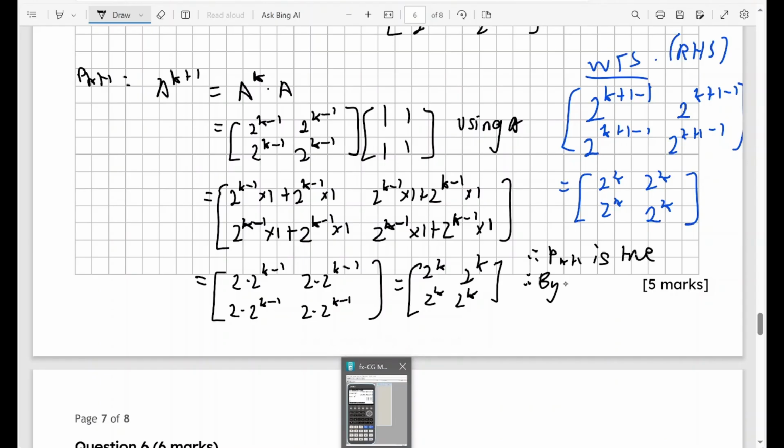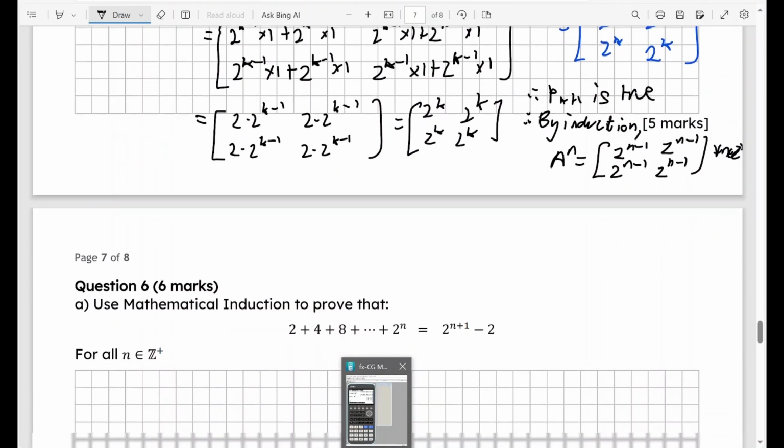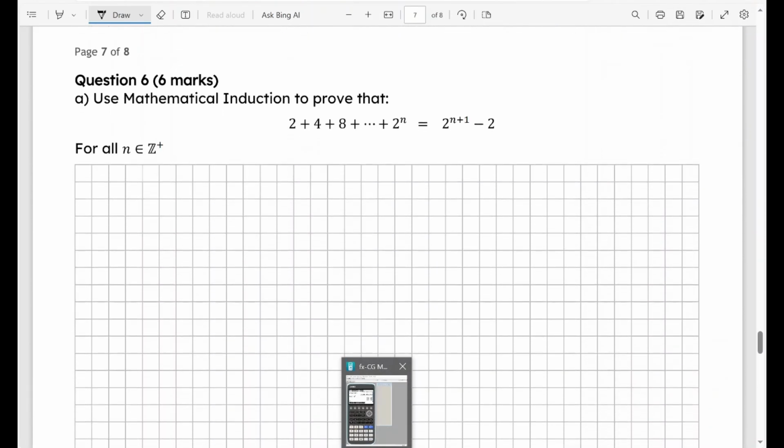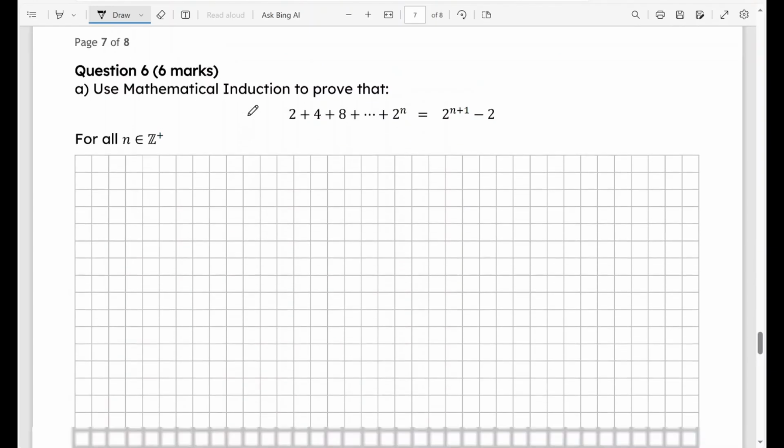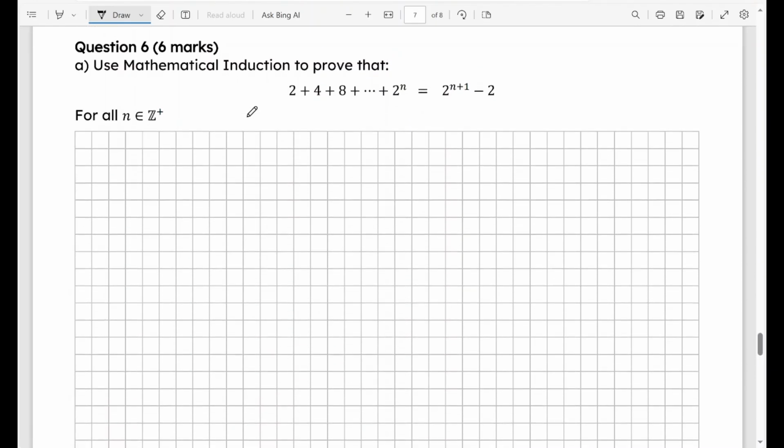Therefore, by induction, A to the n is 2 to the n take 1, 2 to the n take 1, 2 to the n take 1, and 2 to the n take 1 for all n in Z plus. All right. Hopefully new induction thing. So basically we want to prove this statement now, for all n in Z plus.